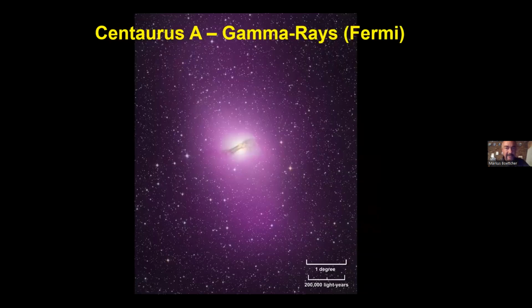If we go to gamma rays, in fact, Centaurus A is the only object outside of our own Milky Way that gamma ray telescopes have spatially resolved. For all other things outside of our Milky Way, we just see a point.